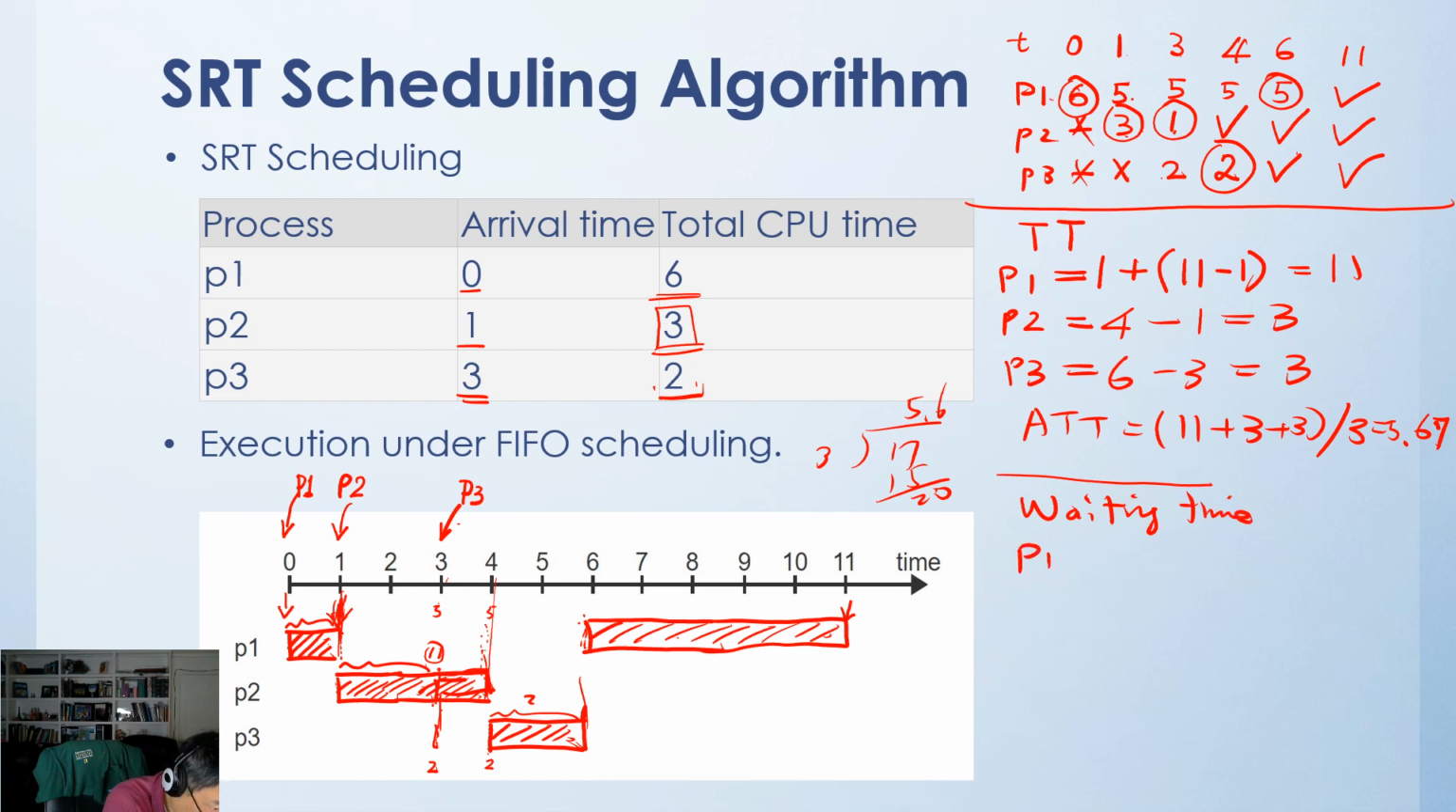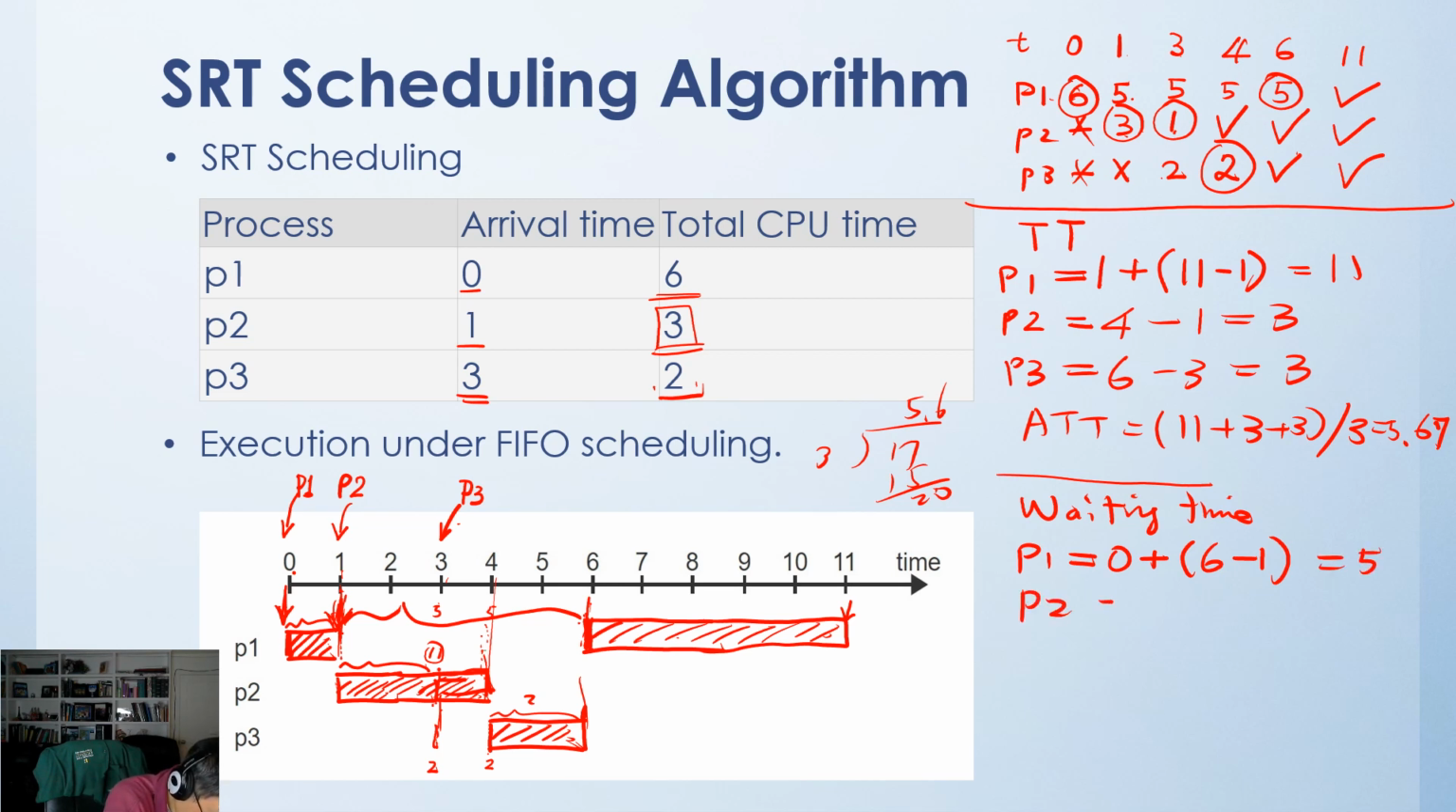Okay. Now let's take a look at the waiting time. Now P1 again, P1 has two parts. The first part arrives at time 0 and gets the CPU at time 0. So the waiting time is actually 0, right? It did not wait. Now for the second part, it was kicked out at time 1 and then regained the CPU at time 6. So the second part is 6 minus 1, so it's 5.